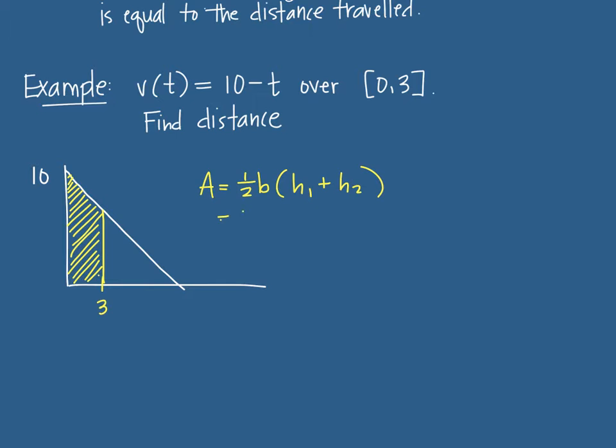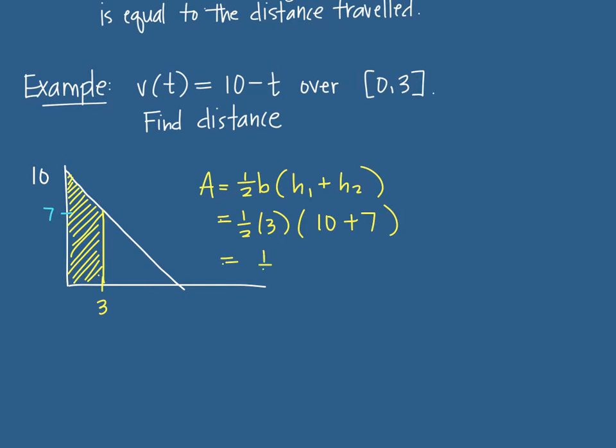And so in this case, the trapezoid has a base of 3, and the taller height is a height of 10. And what's the smaller height? How tall is that? Can you figure that out? It's 7, according to the line, 10 minus 3. So 10 plus 7.